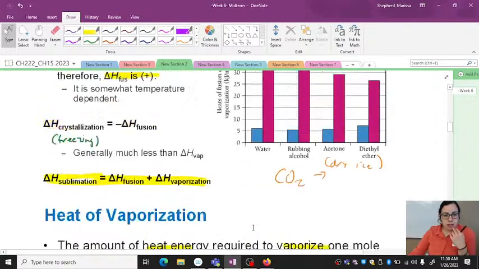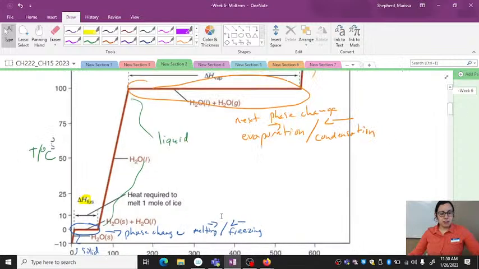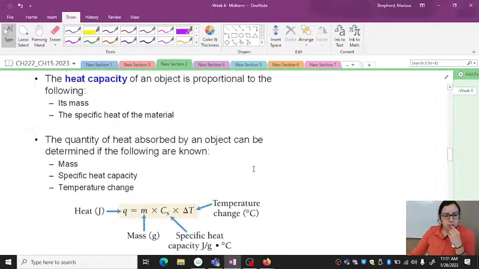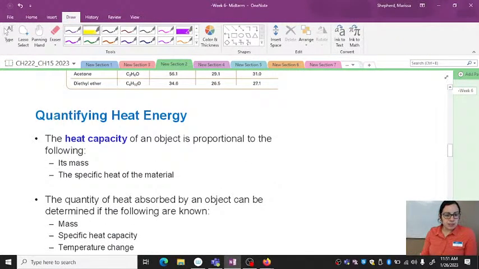And so that's just part of the puzzle that we need. So right, the fusion and vaporization only help us for these little legs right here. And so the part that we're missing is called the heat capacity. And so the heat capacity is proportional to the mass and the identity of the material. And so each material has a specific heat. So that would, again, be something that you would look up, or on an exam, I would give that information to you.